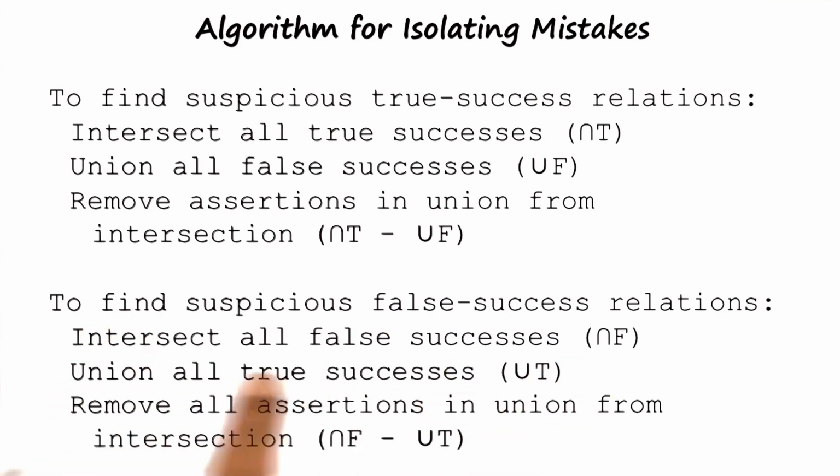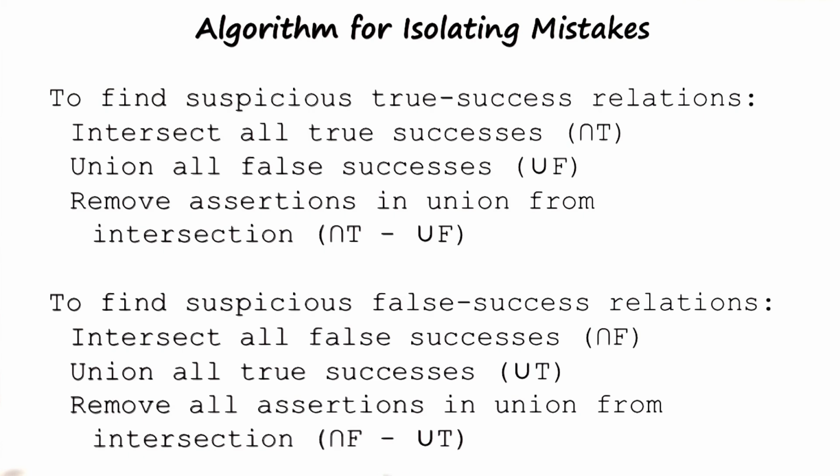First take the intersection of all the features present for all the false successes. A false success is an object that the agent identified as a success, but in fact was false. Like the pail, the agent identified that it was a cup, but it wasn't. Then take the union of the features present for all the true successes. A true success is something that the agent classified as a success and indeed was a success. Now remove all the assertions in the union of the true successes from the intersection of the false successes to identify those elements that are present in the false successes only.